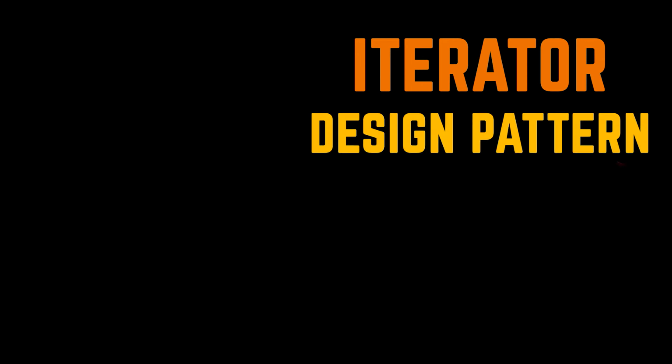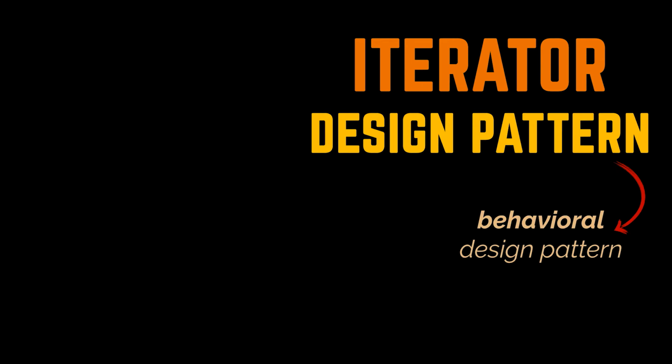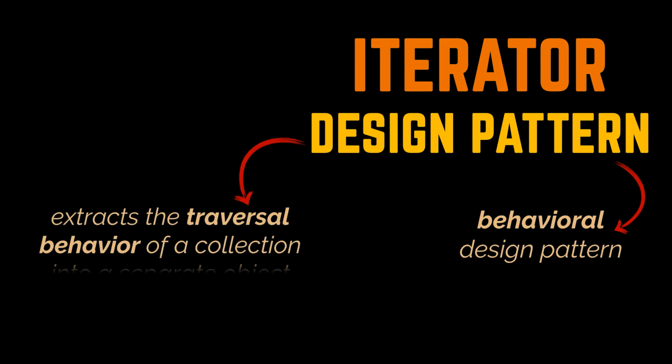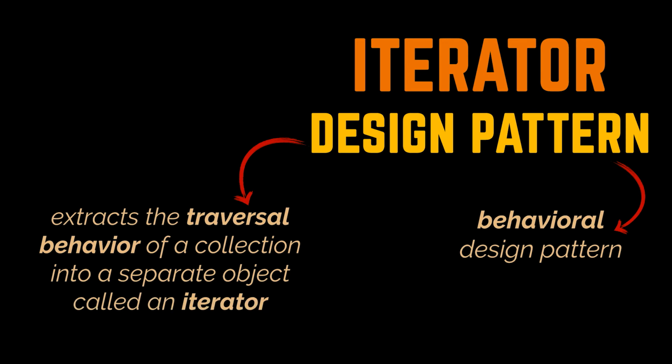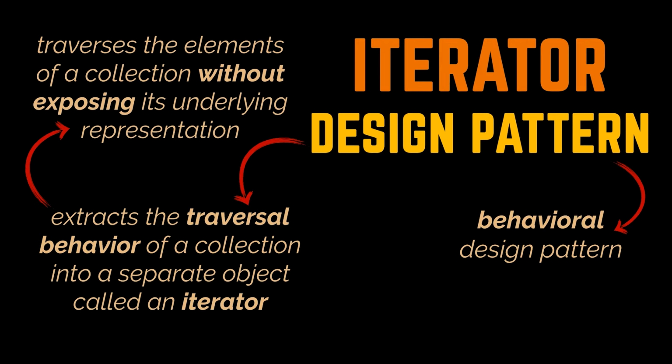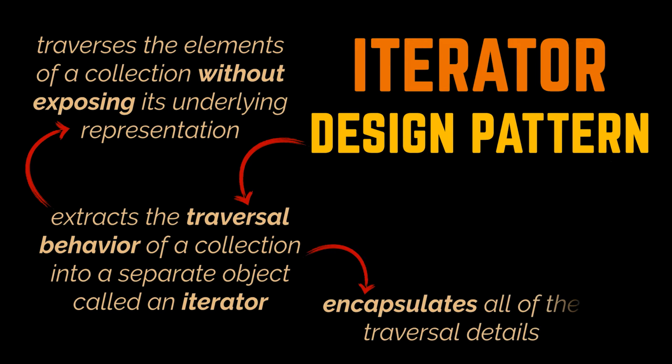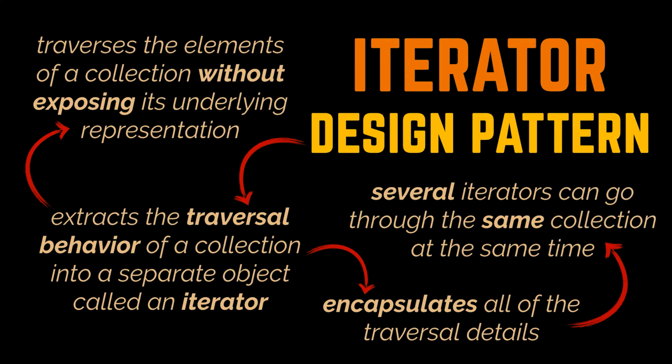So, the Iterator Design Pattern is a behavioral design pattern whose main idea is to extract the traversal behavior of a collection into a separate object called an iterator. This iterator object, on top of providing a way to traverse the elements of a collection without exposing its underlying representation, encapsulates all of the traversal details, such as the current position and how many elements are left till the end. Because of this, several iterators can go through the same collection at the same time, independently of one another.